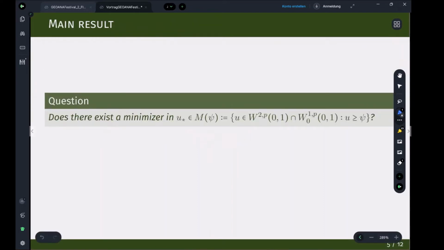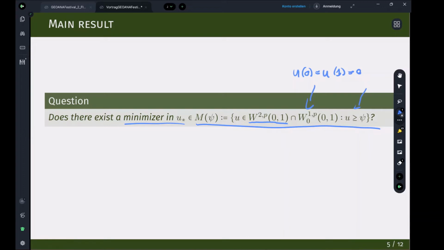And now the question is, can we always find a minimizer u* that is admissible with respect to psi? So admissible with respect to psi means it comes from a W^{2,p} graph that also satisfies u(0) equals u(1) equals 0. So this is hidden in the boundary conditions, and that satisfies pointwise that u is bigger or equal to psi.